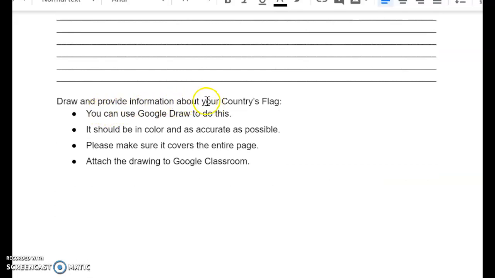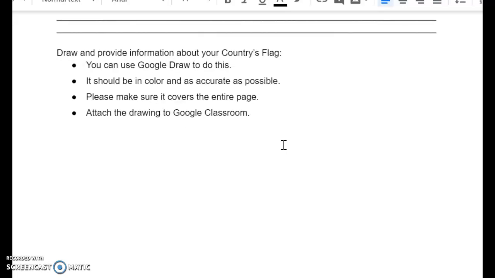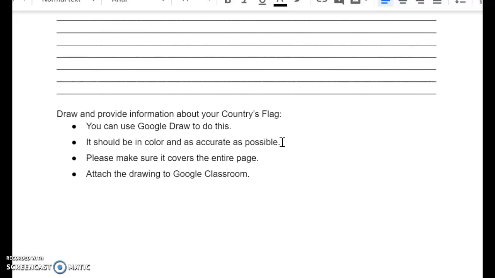Draw and provide information about your country's flag. You can use Google Draw to do this. It should be in color and as accurate as possible. Please make sure it covers the entire page. Attach the drawing in your Google Classroom assignment page, or you could put it into your Google Slides as well.